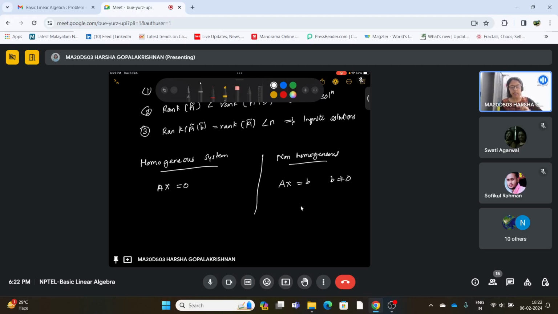In this case, what we should note is that the homogeneous system, Ax equal to 0, always has a solution. It has the solution x equal to 0. So a solution is guaranteed here. It can have more solutions other than 0; it can have non-zero solutions also. But in the homogeneous case, existence is always guaranteed. But in the non-homogeneous case, it can have a solution, no solution, or infinite solutions.